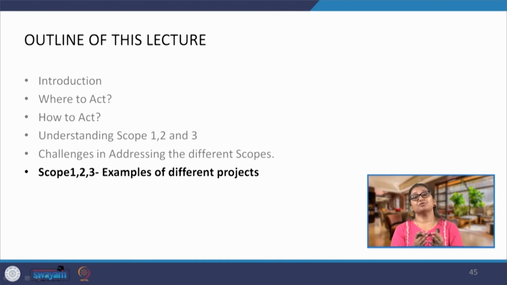Now, we have talked theoretically about these. I continued to give you some examples, if it is an IT industry or a fuel selling company or a garment manufacturing company. But today we are going to see some real case studies. These are accounted case studies. So, today we are going to see examples of different projects for all the 3 scopes, scope 1, 2 and 3, and these are accounted projects.